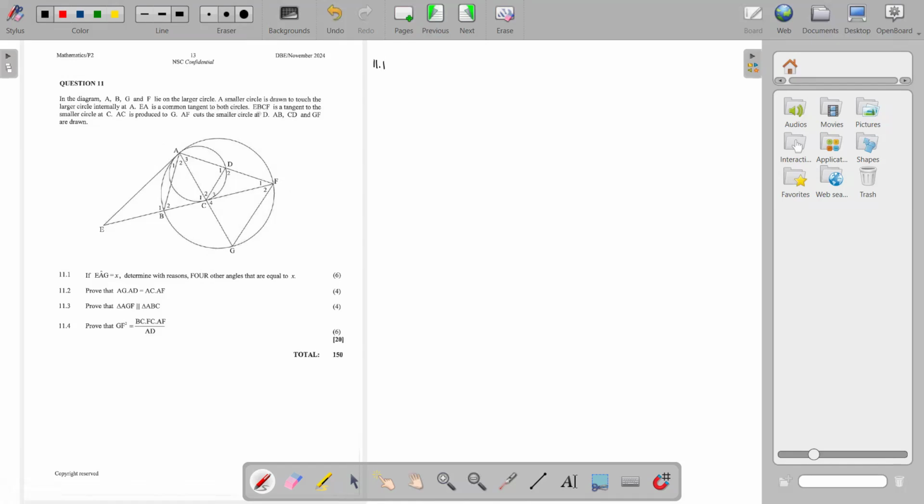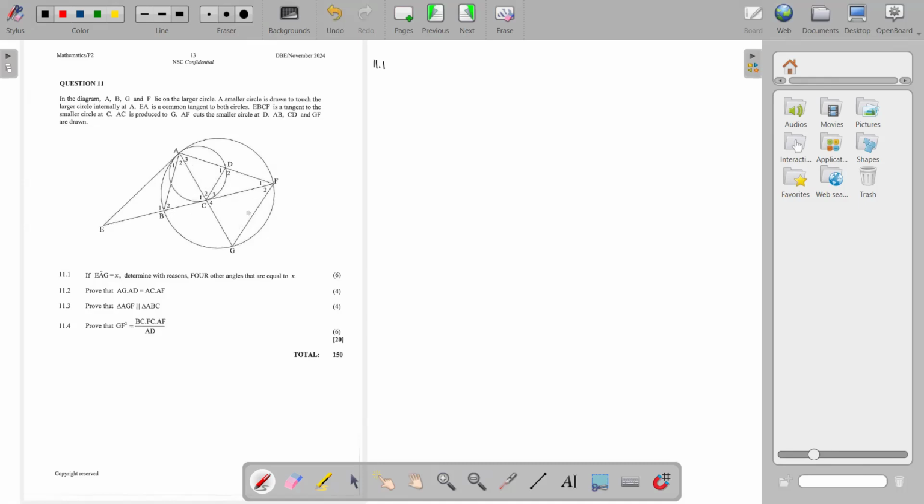EBCF is a tangent to the smaller circle at C. Then we are also told that AC is produced to G. This is AC, which is produced to G. Then we are told that AF cuts the smaller circle at D. Then A, B, C, D, and GF are drawn.